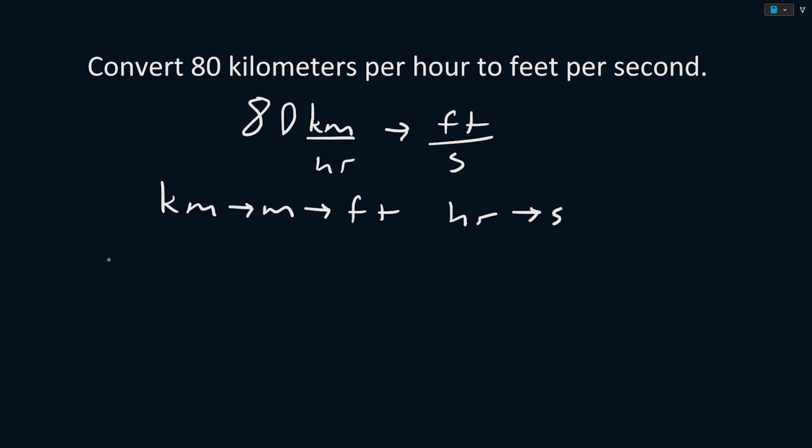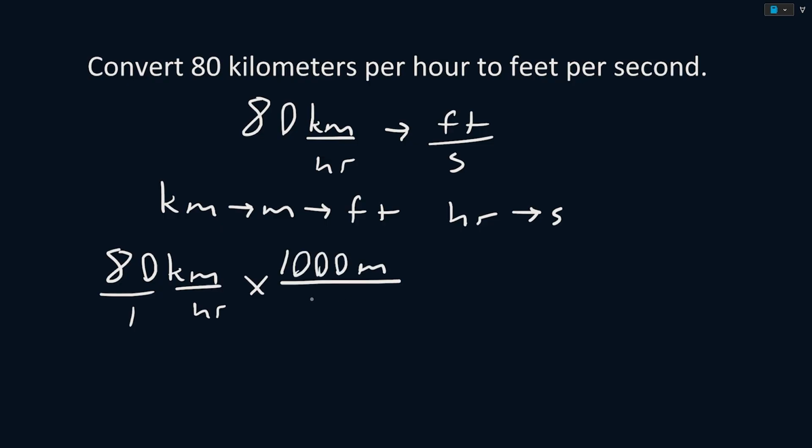So writing out our conversion factor multiplication, we start with our given value of 80 kilometers per hour over a factor of 1, and multiply by our conversion factor, which cancels out kilometers and leaves us with meters. This is that 1,000 meters is equivalent to 1 kilometer. Then we can convert from meters to feet by multiplying by our conversion factor of 3.281 feet for every meter.